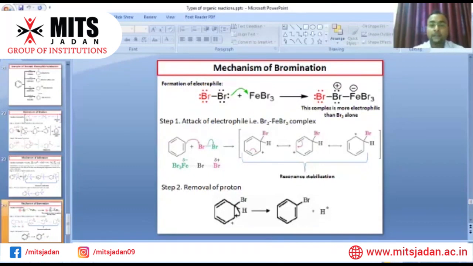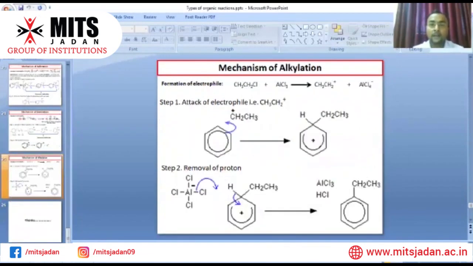And in the second step, the proton is easily removed and we get the product bromobenzene. So this is electrophilic substitution, because the bromine is substituted for hydrogen as a proton. Now come to the last mechanism, the mechanism of alkylation. We will see the formation of the electrophile first.